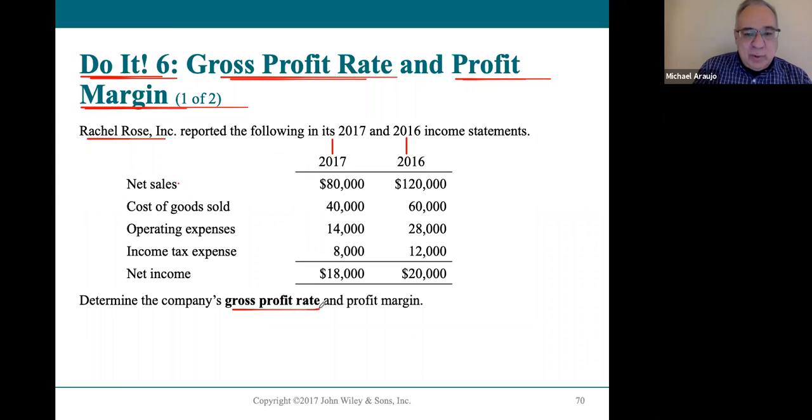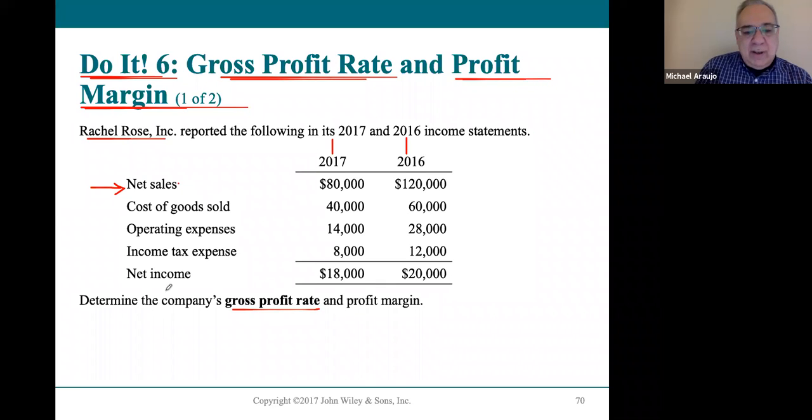So let's take a look at the gross profit rate for each of these years. What is the gross profit rate? It's the gross profit divided by net sales. Well, they give you the net sales here. They don't give you the gross profit. But how can you calculate a gross profit? Net sales minus cost of goods sold will get you a gross profit. So here you're going to have to know how to calculate some basic stuff.